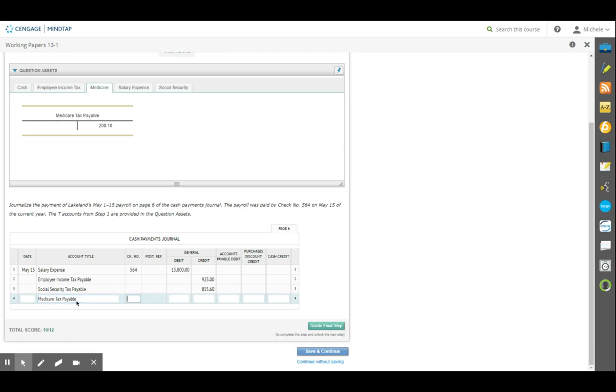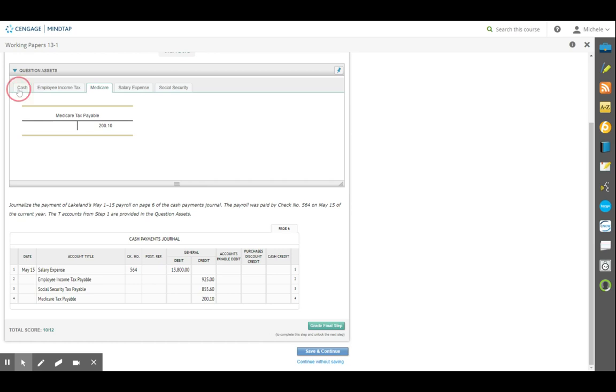At this point, all we're doing is transferring them from the T accounts. Now, you don't have to use T accounts if you don't want to. However, and I usually don't like T accounts. However, for this, I think it's a lot easier to use the T accounts because then you can really see where everything's going. Okay, so we have the employee income tax payable, Medicare, salary expense, and Social Security. That's all the lines that we need. However, if you look here, we don't have everything included.